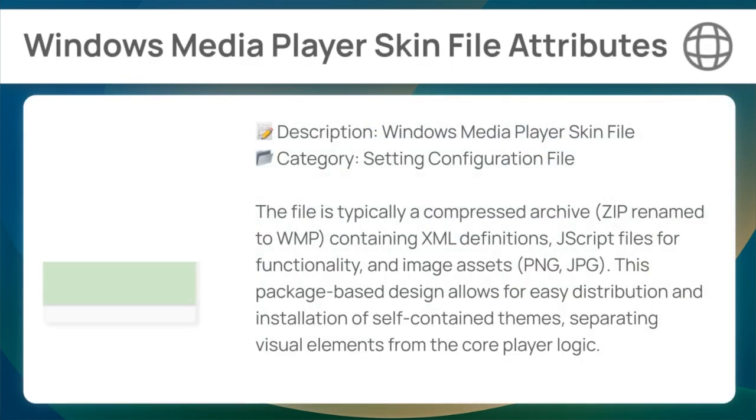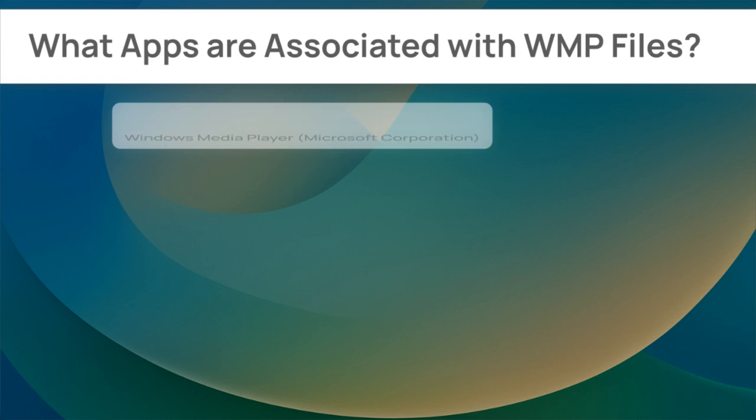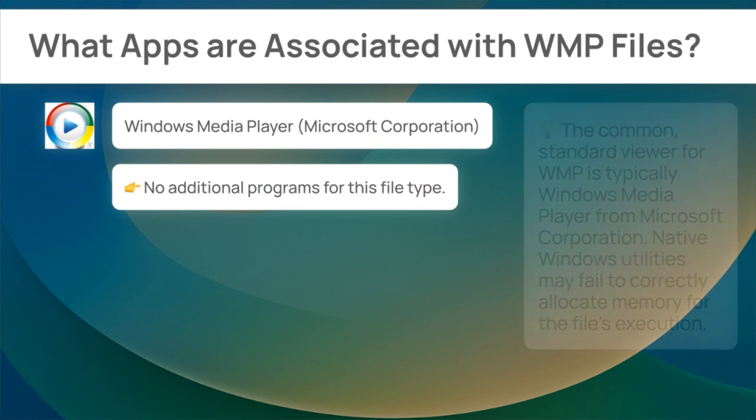The file is typically a compressed archive, JScript renamed to WMP, containing XML definitions, JScript files for functionality, and image assets, PNG, JPG. This package-based design allows for easy distribution and installation of self-contained themes, separating visual elements from the core player logic. The core association for the WMP file points directly to Windows Media Player, developed by Microsoft Corporation.